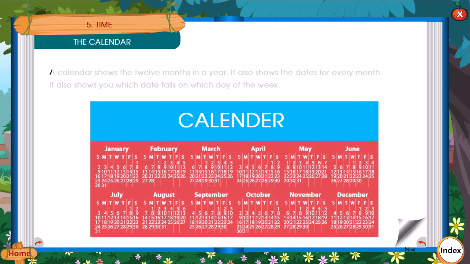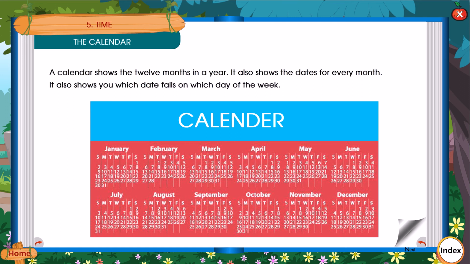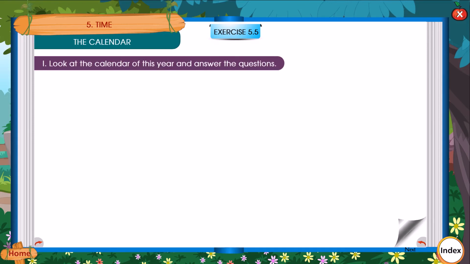The calendar. A calendar shows the 12 months in a year. It also shows the dates for every month. It also shows you which day falls on which day of the week. Exercise. 1. Look at the calendar of this year and answer the question.